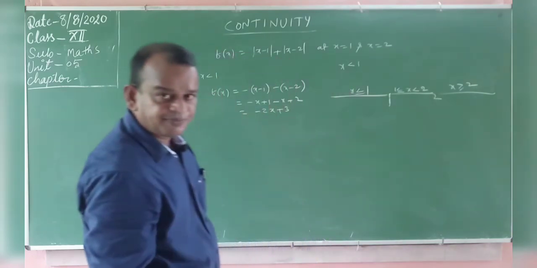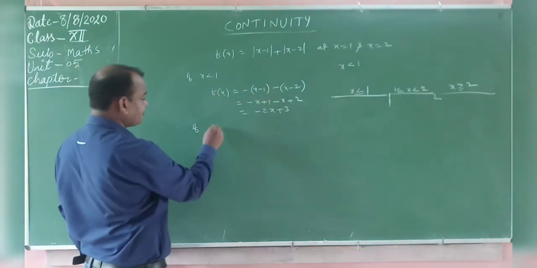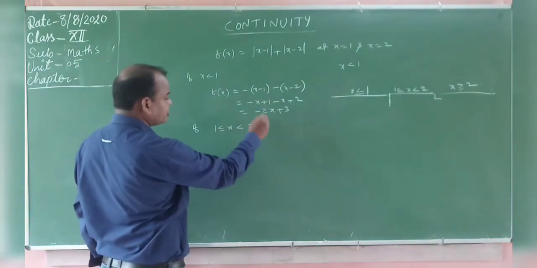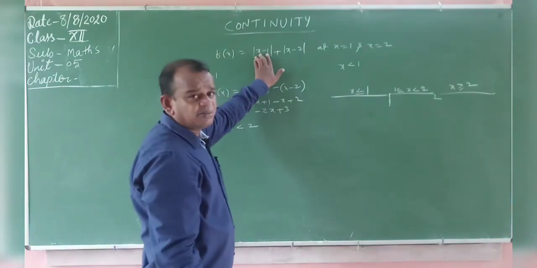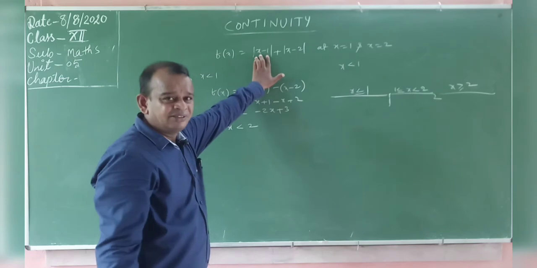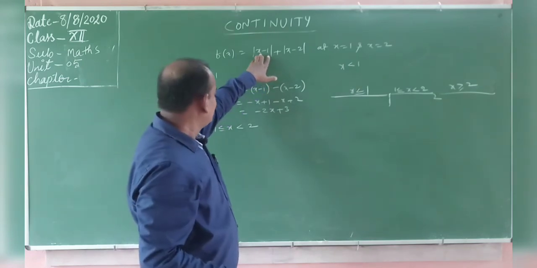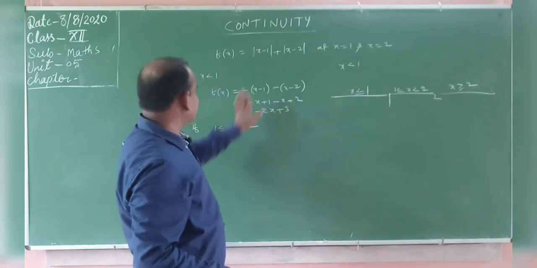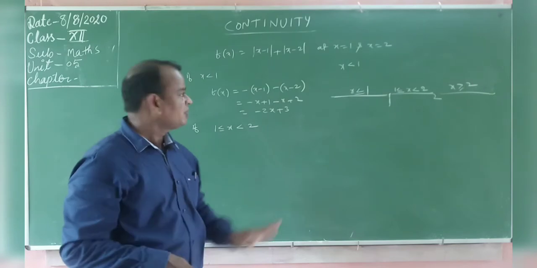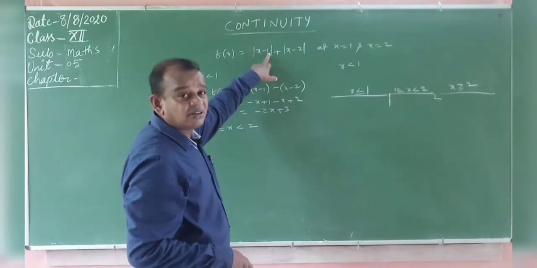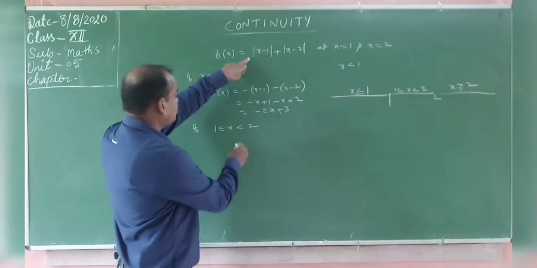Minus 2x plus 3. Yes or no? Now, second case, 1 less than or equal to x less than 2. Equal to 1 means this is 0, 100%. X is equal to 1, exactly 0. 1 to 2, in between, I will take 1.5. X value 1.5 minus 1 means 0.5, positive or negative? Positive. That's why you write the positive.